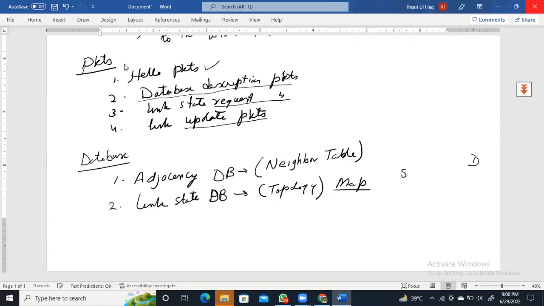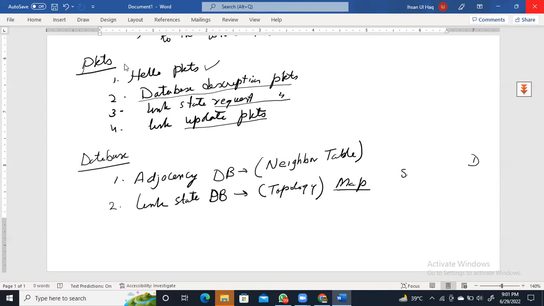Exactly the same, ladies and gentlemen, you have the network topology map now, and you have the Dijkstra algorithm. So this algorithm works on the topology table, and it provides you a shortest path, a best path from source to any destination in the topology.